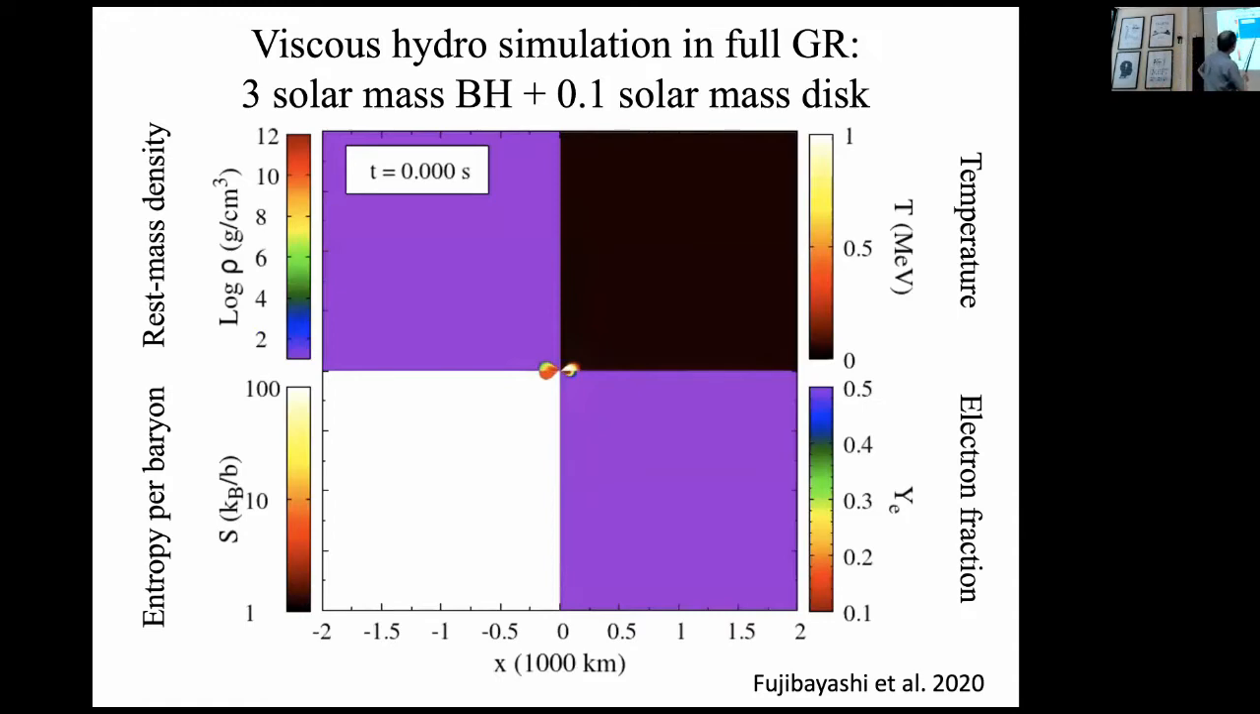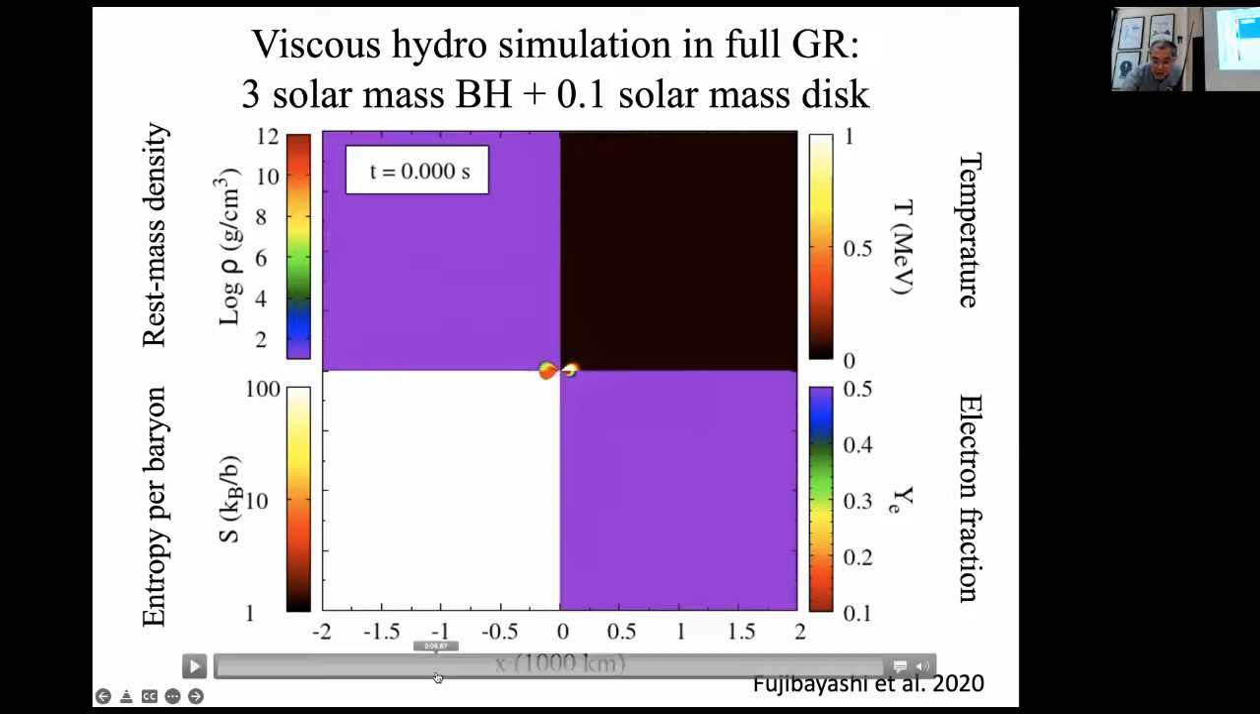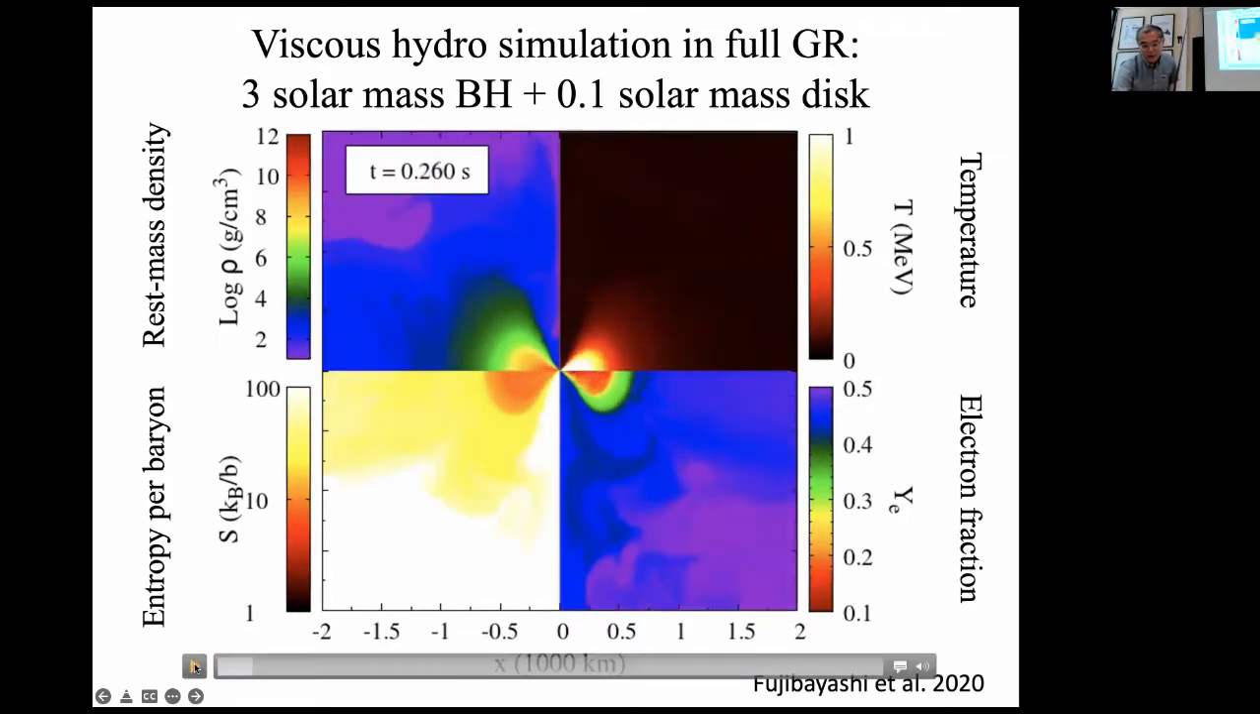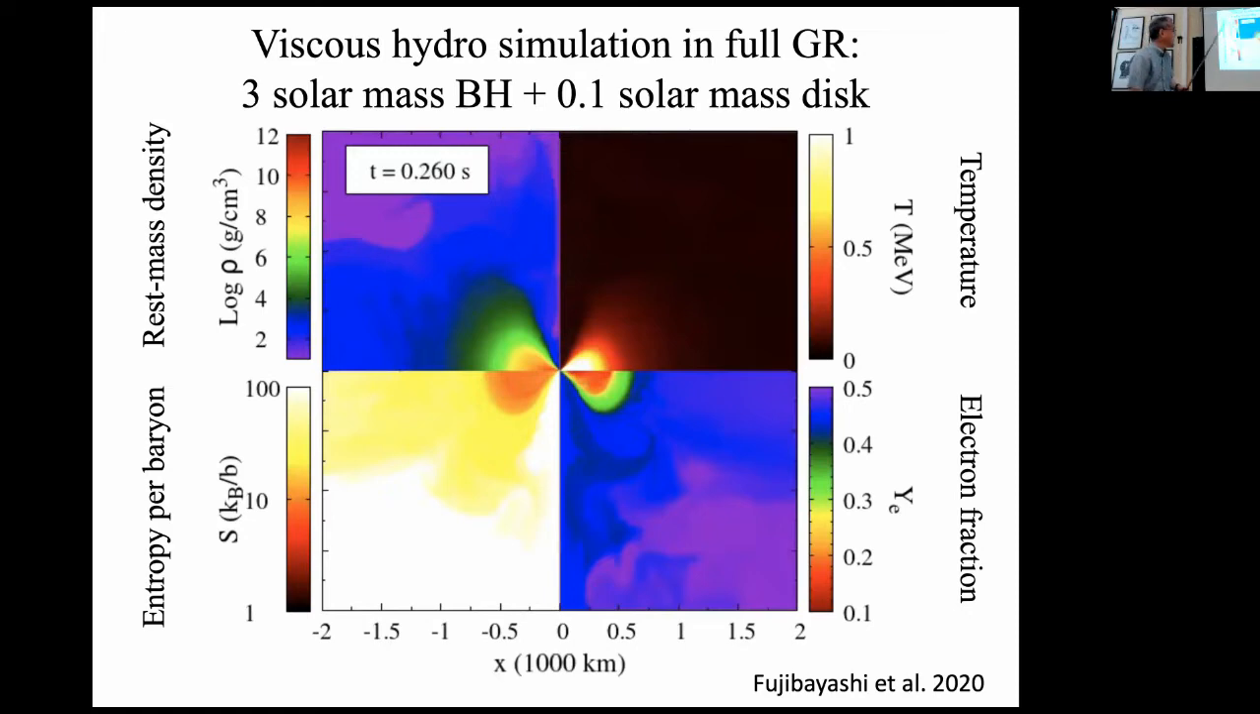So this is an animation for a black hole plus neutron star: a 3 solar mass black hole with spin parameter 0.8 and a 1.1 solar mass neutron star. This is rest mass density, temperature, entropy, and Y_e. Let's focus on this slide: density and electron fraction. Initially we have some relaxation phase, but after that, due to angular momentum transport, the disk expands gradually.